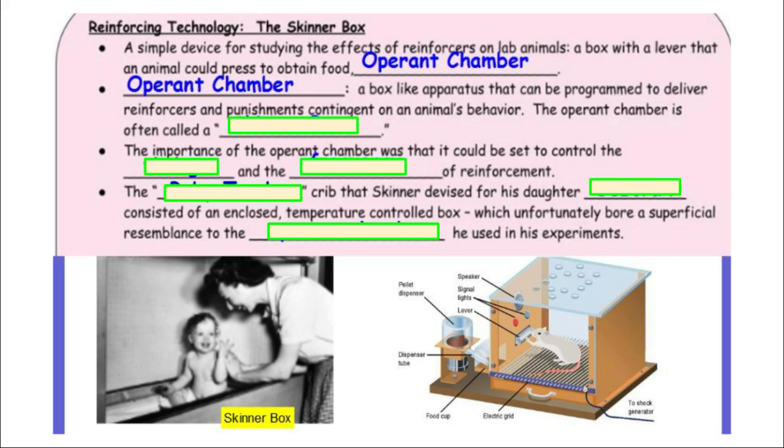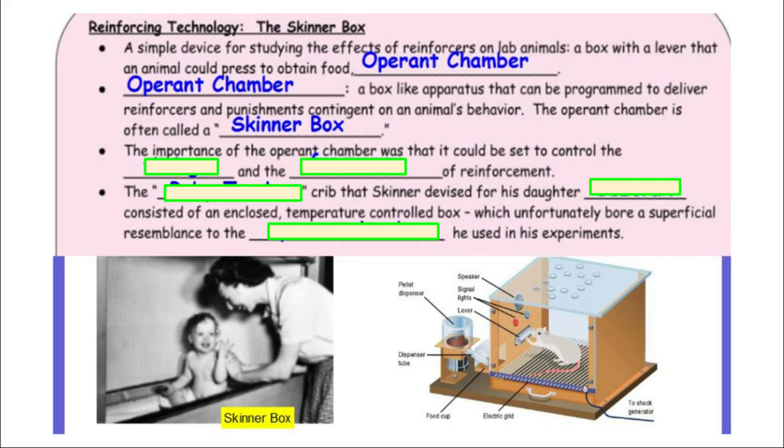An operant chamber is a box-like apparatus that can be programmed to deliver reinforcers, but it also could deliver punishments in conjunction with the animal's behavior. If you notice down at the bottom of this cage is an electric grid, and so the animal could get a shock if they're doing something inappropriately. There is not an electric grid in the Skinner box for the little baby over here on the other side. Some people thought that that's what was going on, but that's not what's really going on. That would definitely be abusive. Anyway, the operant chamber is often called the Skinner box.